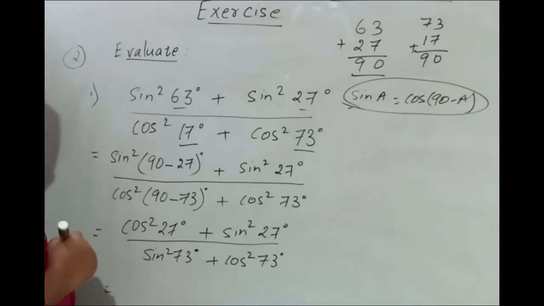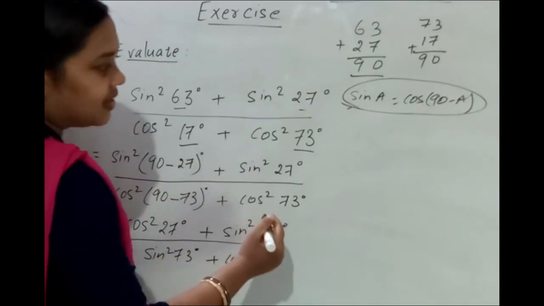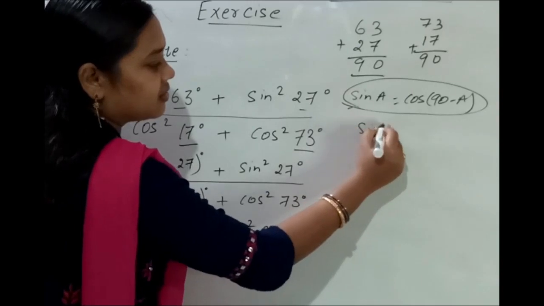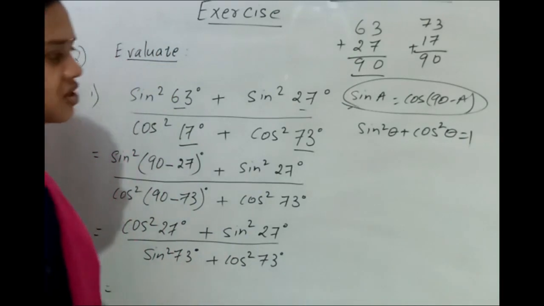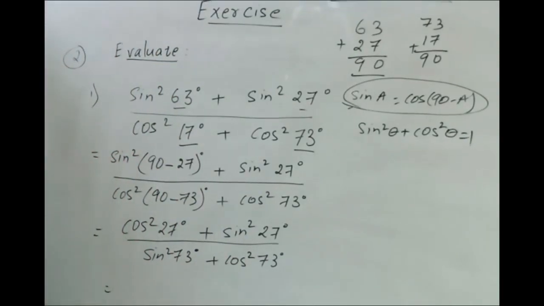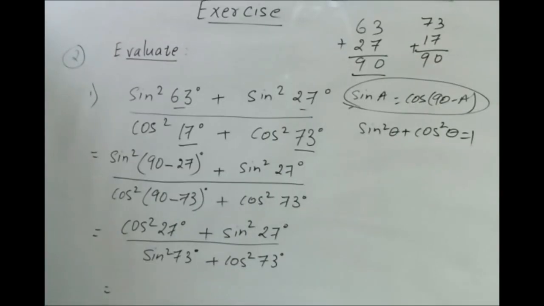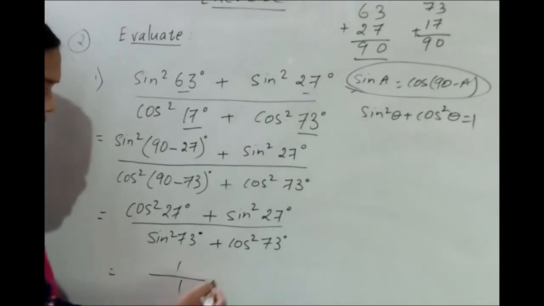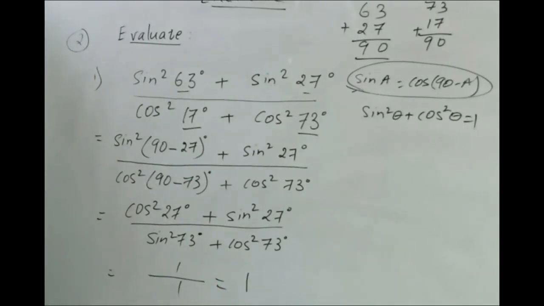So now you see, cos² 27 plus sin² 27. Already we studied a very important identity last class: sin² theta plus cos² theta equals what? 1. Yes or no? Same thing here. Sin² 27 plus cos² 27, its value is 1, divided by sin² 73 plus cos² 73. This value is also 1. So 1 by 1, the answer is 1. Clear? So write this down.